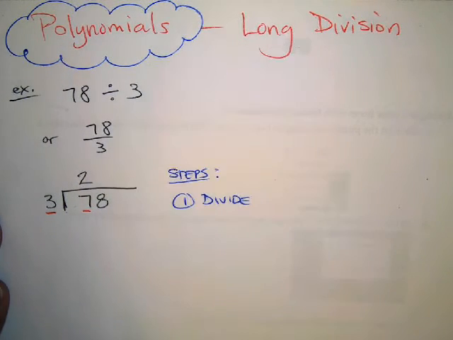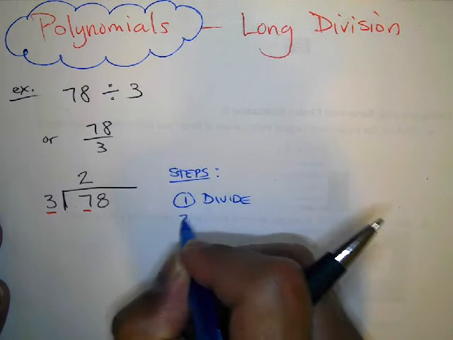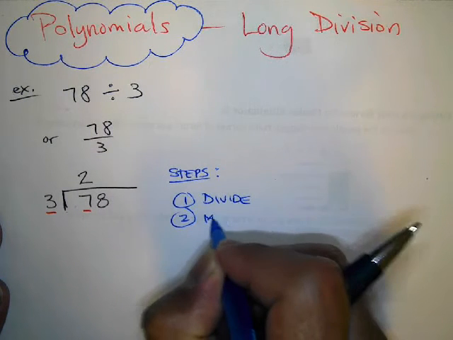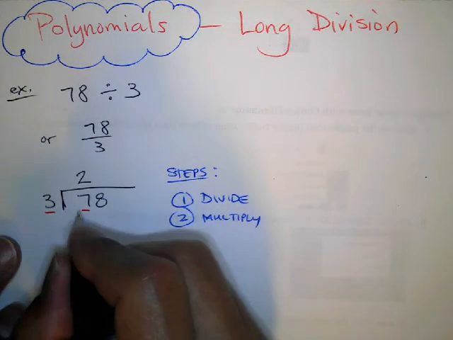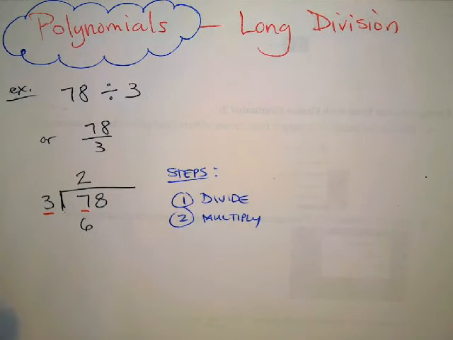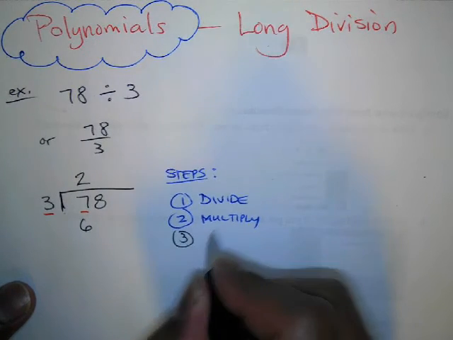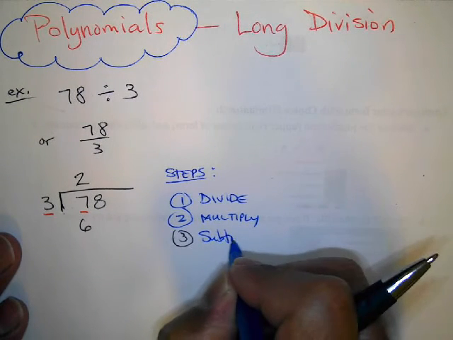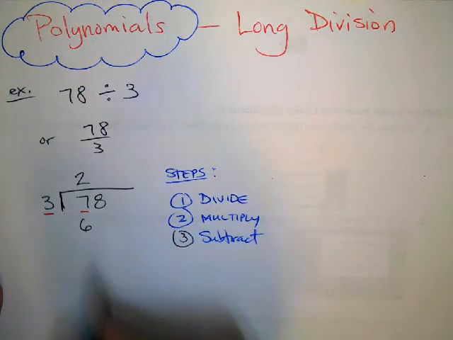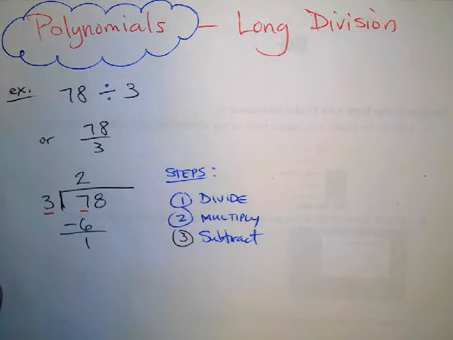And the second step is what? Once I figure out what this is from division, now you multiply. That's 3 times 2, so that's 6. I multiplied, I do that. And then the last step is what? Subtract. Subtract that, and we get a remainder of 1.